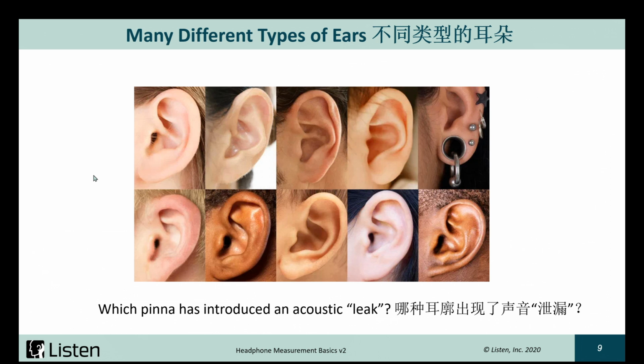And then, I joke here that some people introduce acoustic leaks into their ears, and I wonder what that does for the low frequency response. So I don't suggest putting holes in your ears.